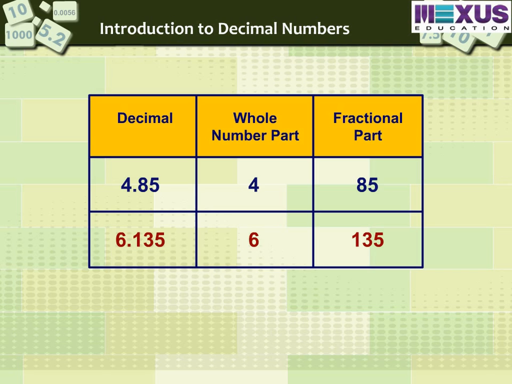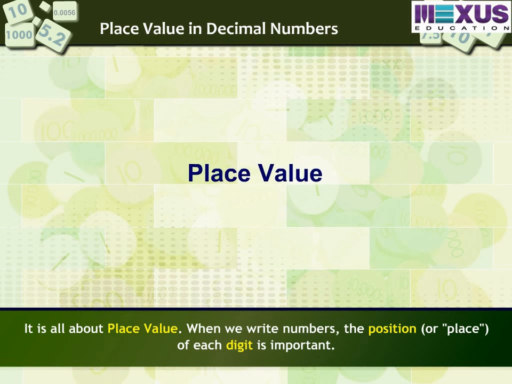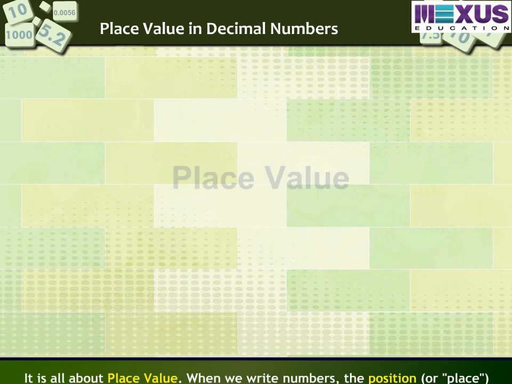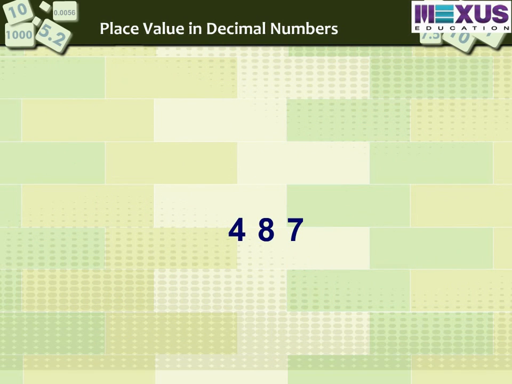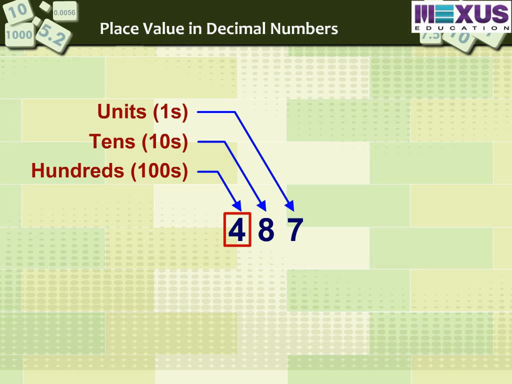Now let us see how this all works. It is all about place value. When we write numbers, the position or place of each digit is important. In the number 487, the 7 is in the unit's position, meaning just 7 or 7 ones. 8 is in the tens position, meaning 8 tens or 80. And the 4 is in the hundreds position, meaning 4 hundreds.